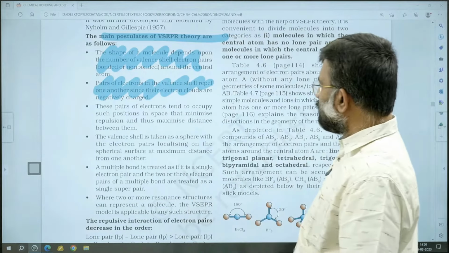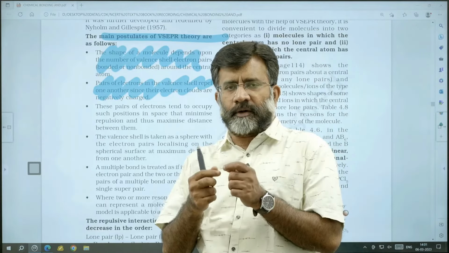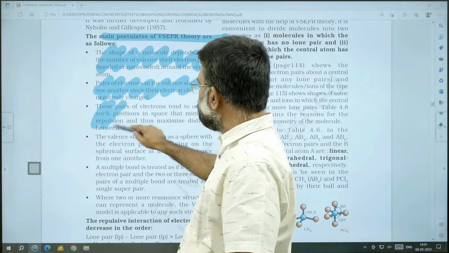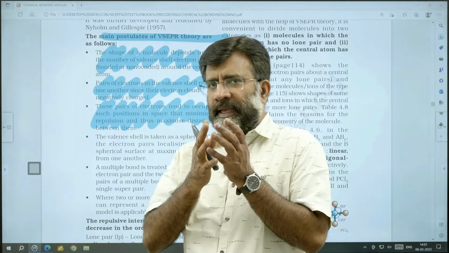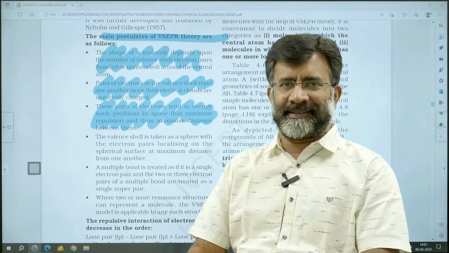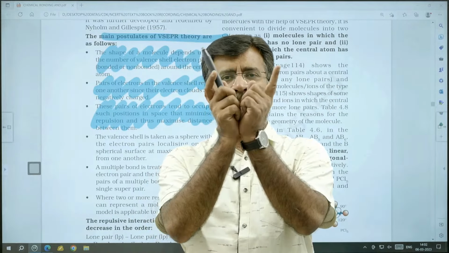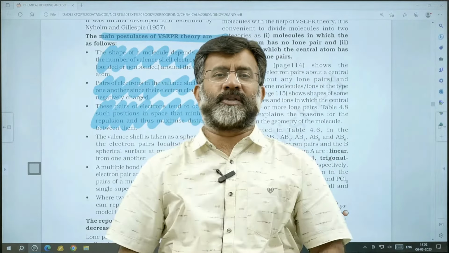Point number 2. Pairs of electrons in the valence shell repel one another since the electron clouds are negatively charged. Each electron pair repels the others. Point number 3. They tend to occupy maximum space away from each other surrounding the central atom because they repel each other. Suppose there are 2 lone pairs, they will try to stay as far away as possible.